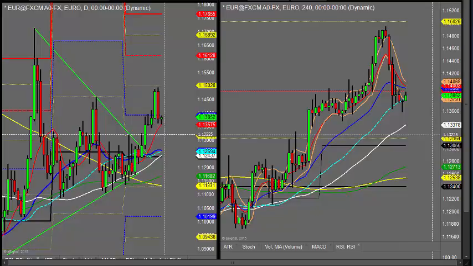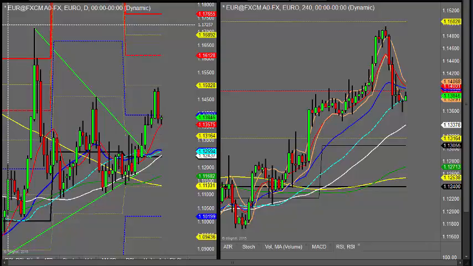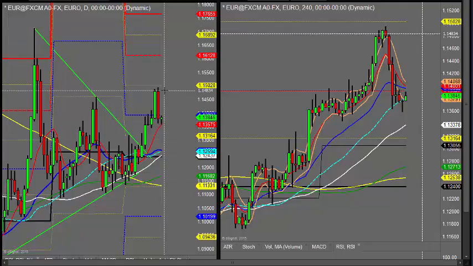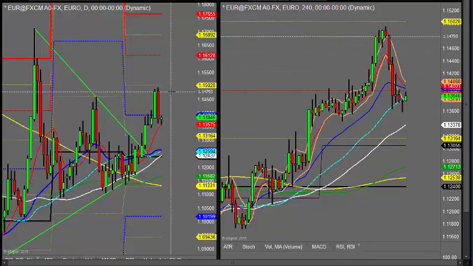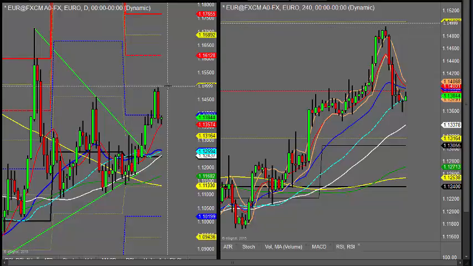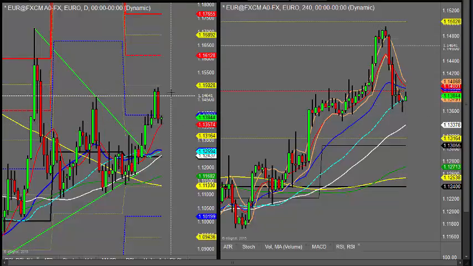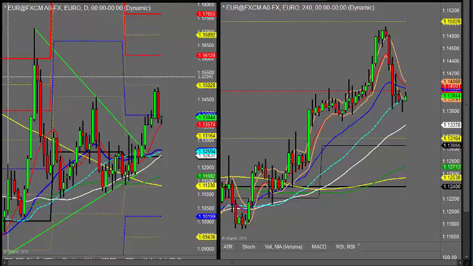Okay, looking at the euro dollar first, and as you can see, the euro literally yesterday did a bearish engulfing candle. It literally engulfed the full size of the body itself and managed to put in a higher high and a lower low, so complete engulfing candle there.